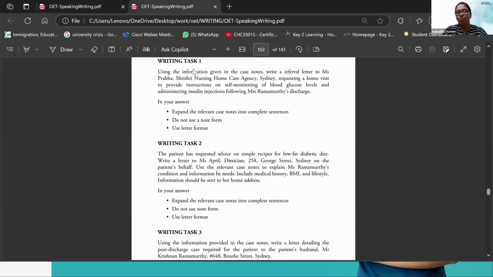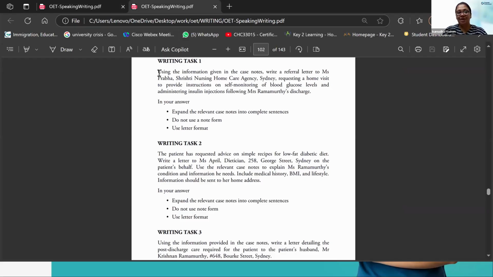Towards the end of the case notes is where you'll find your writing task. This is for practice. It is one case notes with 3 different writing tasks. The reason I've picked this is, from this you will understand how, depending on the person you're writing to, the case notes that you pick will differ.